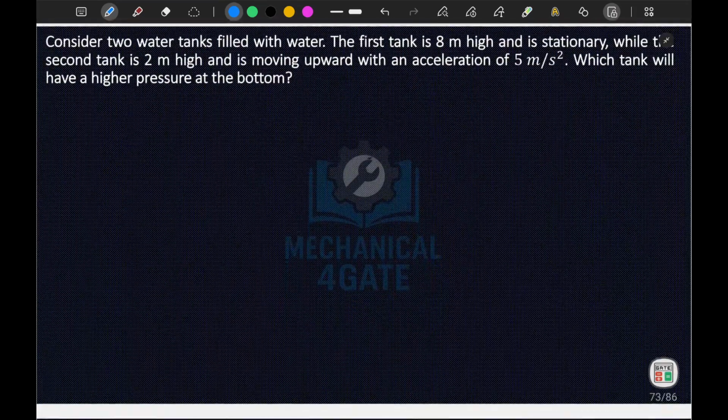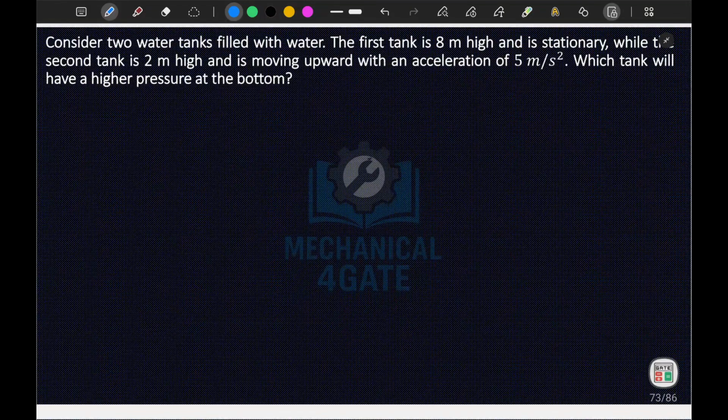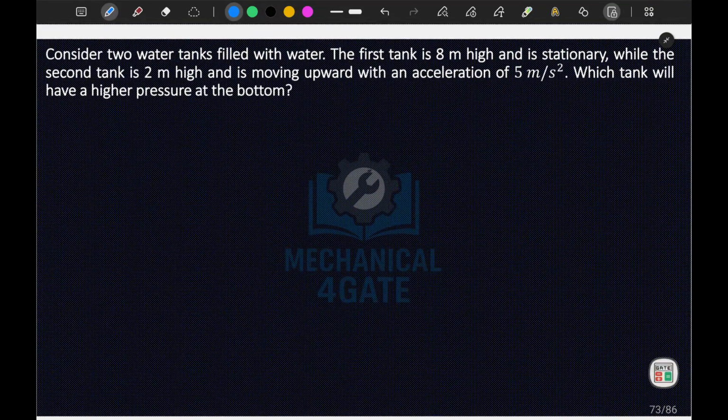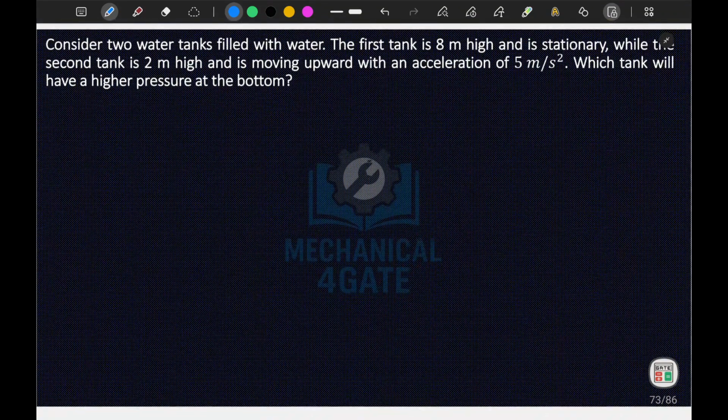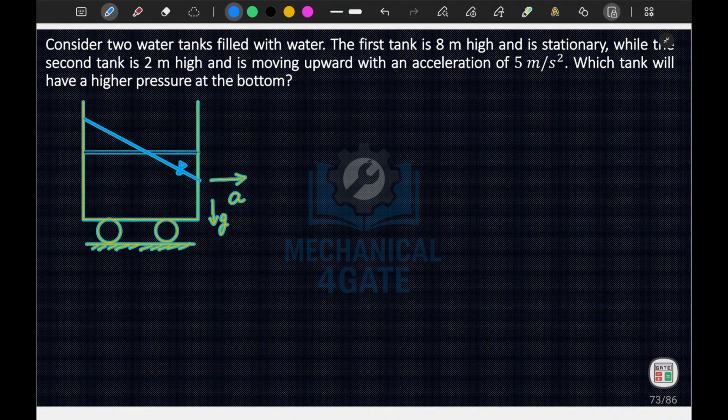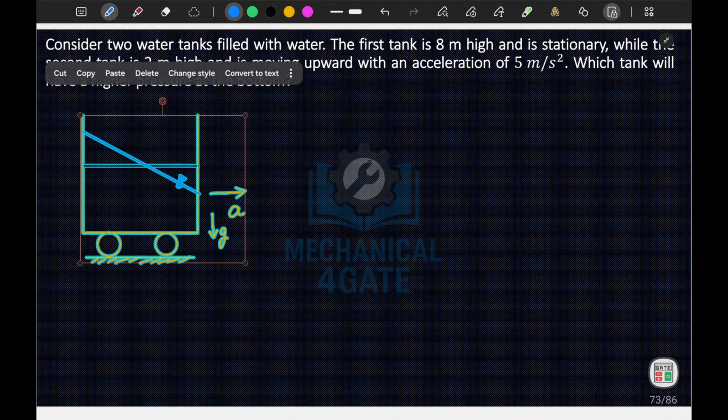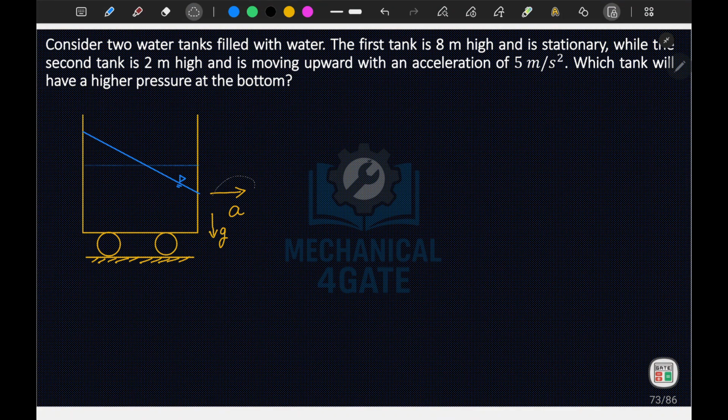So here, consider two water tanks filled with water. First tank is 8 meter high and is stationary, while the second tank is 2 meter high and is moving upward with an acceleration of this. Yeah, higher pressure at the bottom. Okay, so it's something like this. Let me make some corrections here.